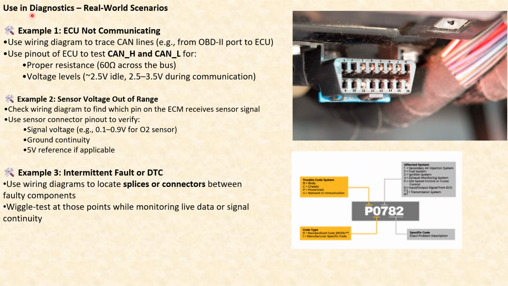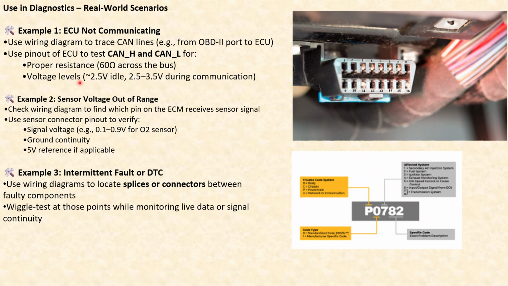Now, talking about the use cases, what are various uses in diagnostics? How are these pinouts and wiring diagrams used, or why are they so important from the OBD perspective? First example is ECU not communicating. If the ECU is not communicating, immediately use the wiring diagram to trace the CAN lines from the OBD-II port to the ECU. Then use the pinout of the ECU to test CAN high and CAN low for proper resistance and voltage levels.